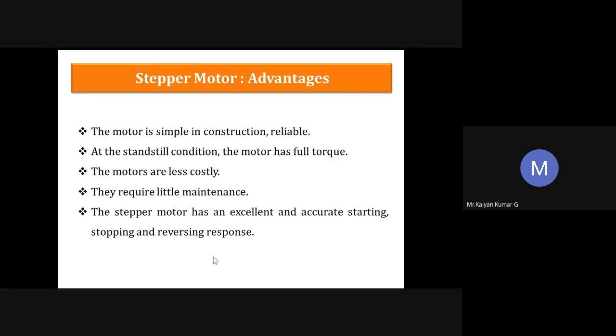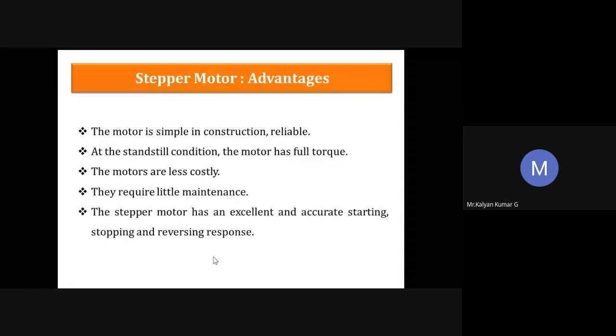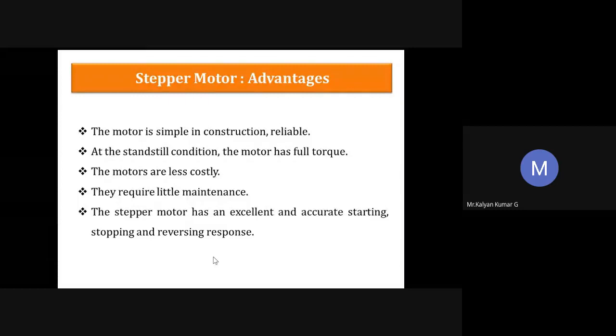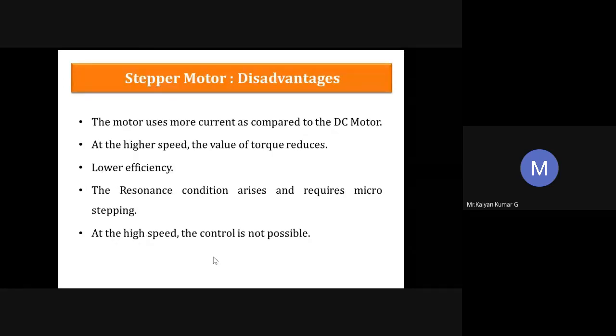At standstill condition, the motor has full torque. You know the role of torque in your motors. They are also economical and require less maintenance, since they are simple in construction. Moreover, one of the main advantages of using a stepper motor is that you can use it for both forward and reverse directions. So these are a few advantages of the stepper motor.